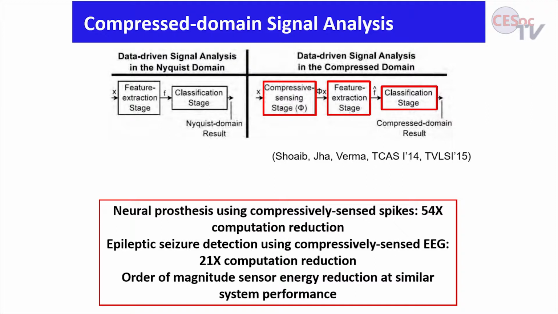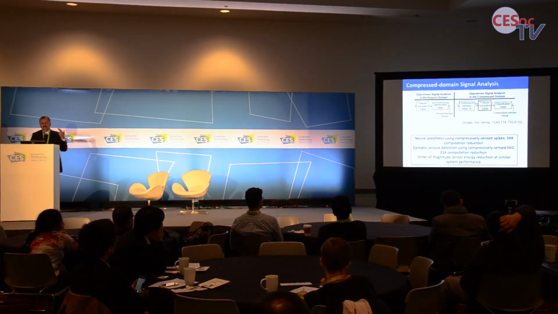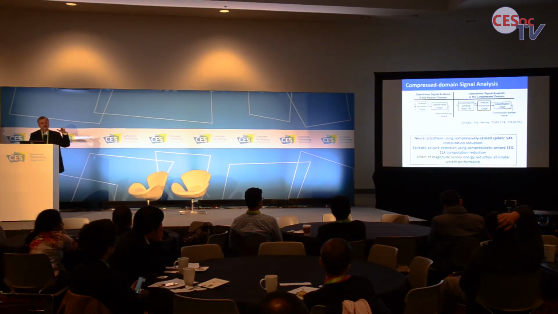The proof requires a lot of linear algebra. I didn't want to bore you with all the proof here, but the net result is that for different smart healthcare applications like neural prosthesis and epileptic seizure detection, you can reduce the amount of computation significantly, 54x and 21x in these two cases. And the net impact on the sensor energy is about an order of magnitude reduction. So now you've pushed inference all the way to the sensor level.